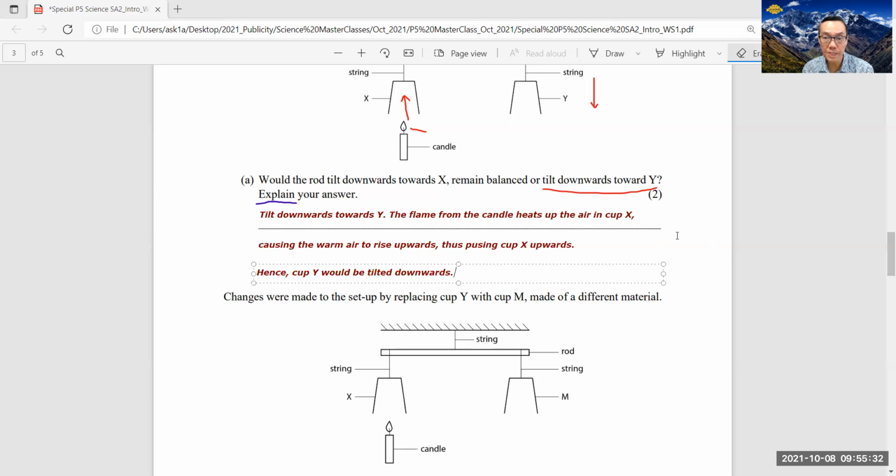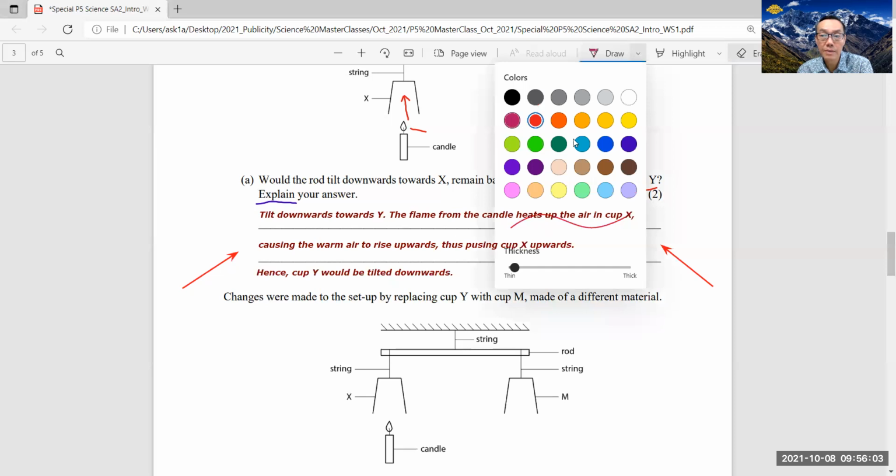Adrian, can you read out the answer which I just typed? Yeah. Tilt downwards towards Y. The flame from the candle heats up the air in cup X, causing the warm air to rise upwards, thus pushing cup X upwards. Hence, cup Y will be tilted downwards. Okay, thank you. So this is how the examiner would mark.